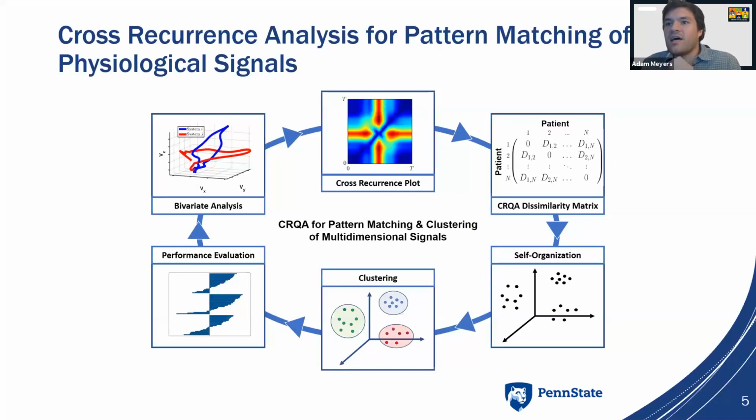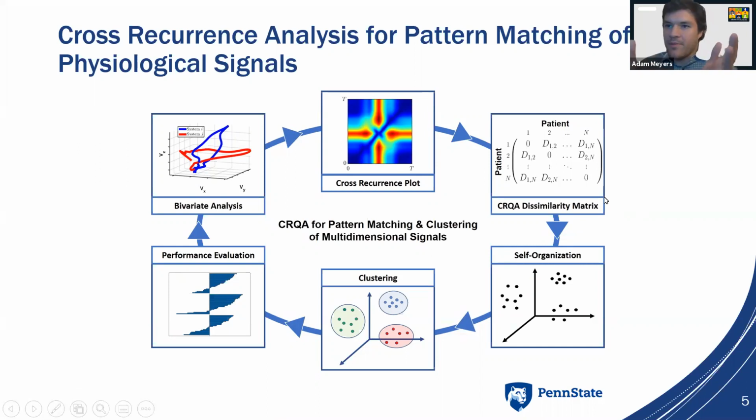So between patient I and patient J, for example, we can compute their cross-recurrence plot, compute one of the cross-recurrence quantification measures, and that can be used as a dissimilarity measure between the ith and jth patient. So that's what this matrix is showing. This is for a single CRQA measure, and it compares all patients, all pairwise comparisons.